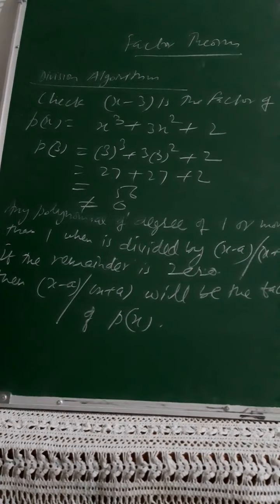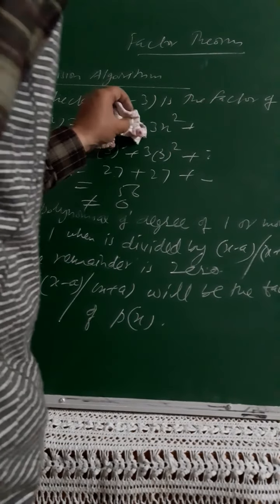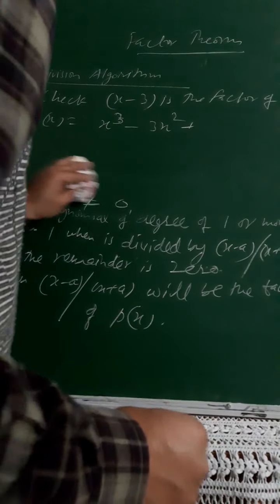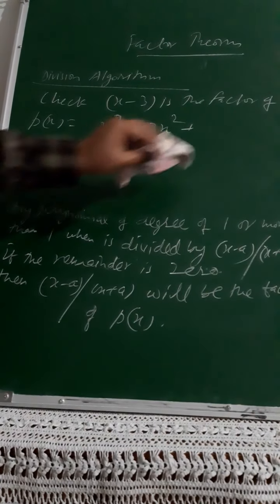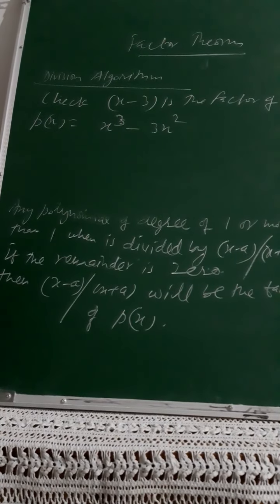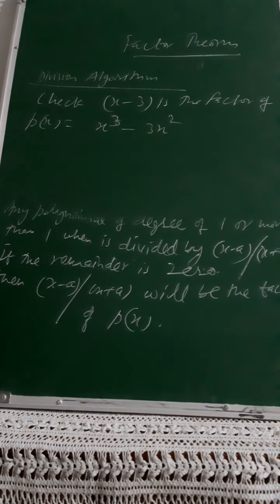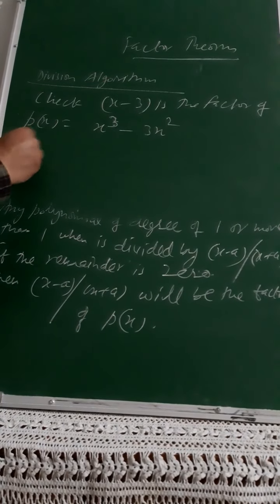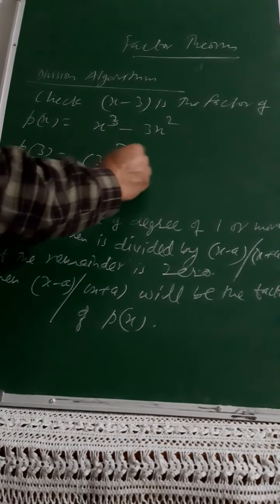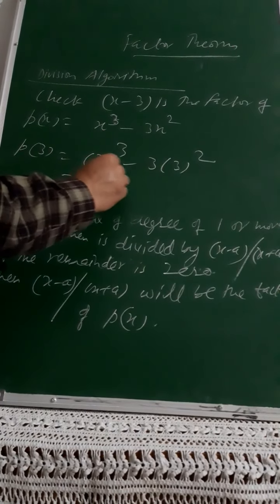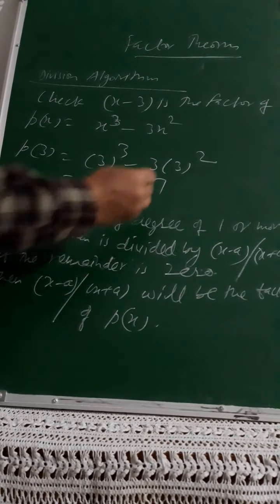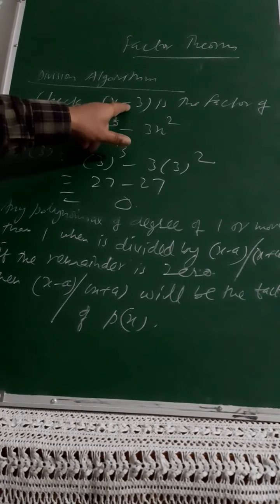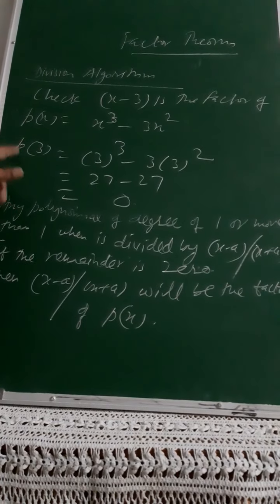But if it asks to check whether x minus 3 is a factor of x cube minus 3x square, the same limitation applies for x plus a. So again my remainder will be p(3). So I will go for 3 cube minus 3 into 3 square. What happens here? 27 minus 27, and that is equal to 0. So hence, for this polynomial x cube minus 3x square, x minus 3 is a factor. Why is this a factor? Because the remainder is equal to 0.